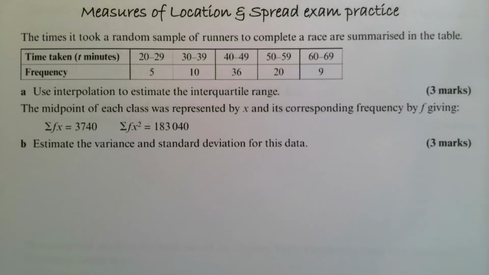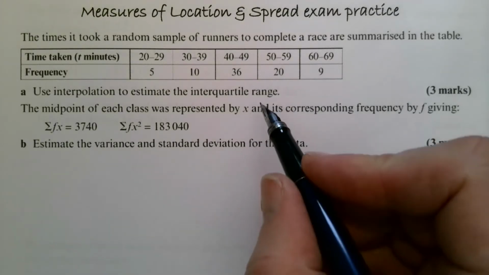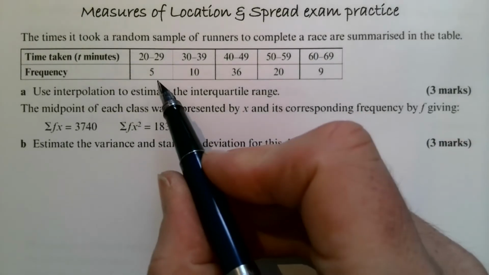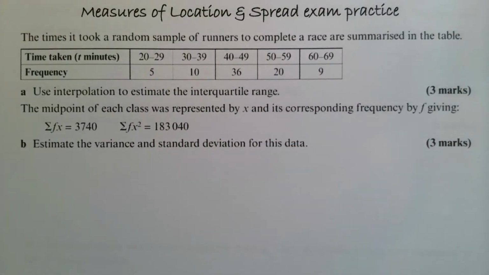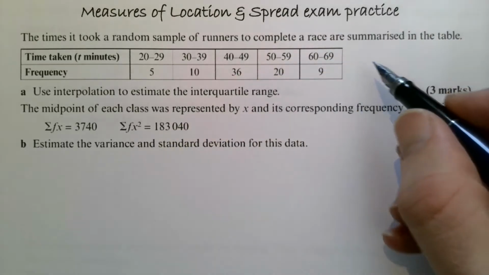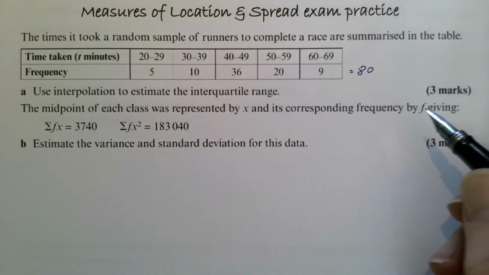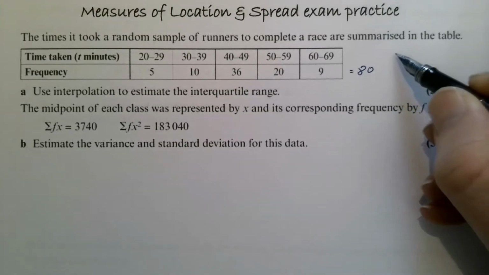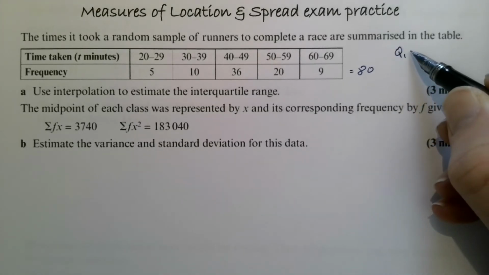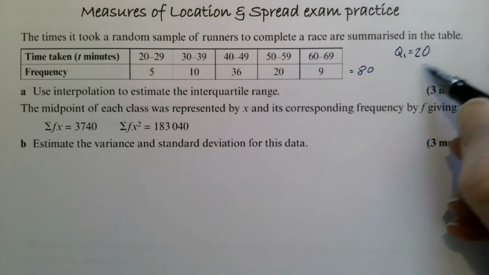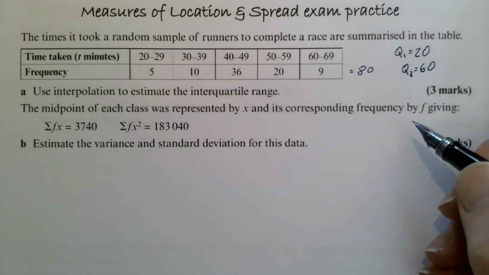Right, so using interpolation to get the interquartile range. First we need to figure out how many we've got all together. If I add all of the frequencies up, that comes to 80. So the interquartile range is going to be Q1, the lower quartile, which will happen at 80/4, which is 20, and Q3 will happen at 3/4 of the data, which is 60. So we want the 20th result and the 60th.